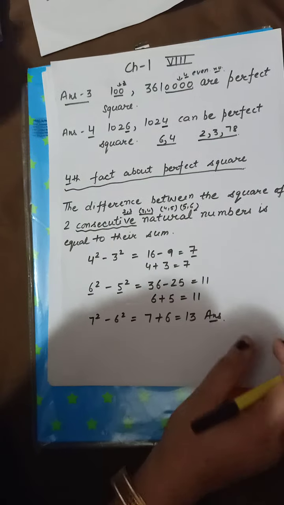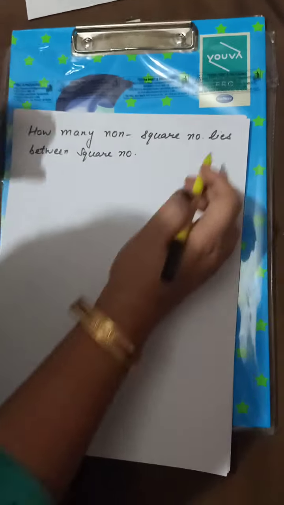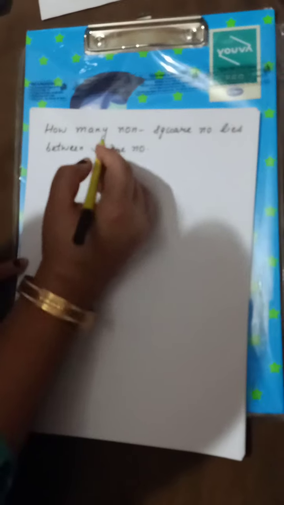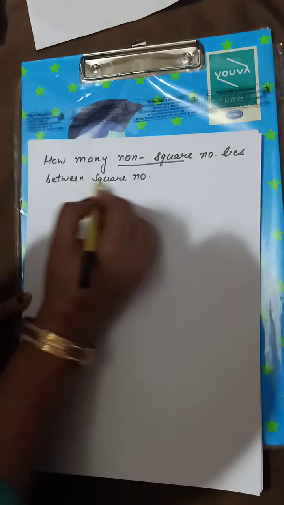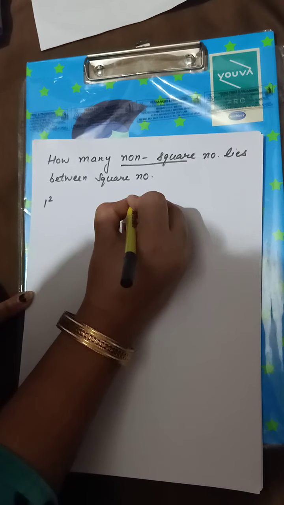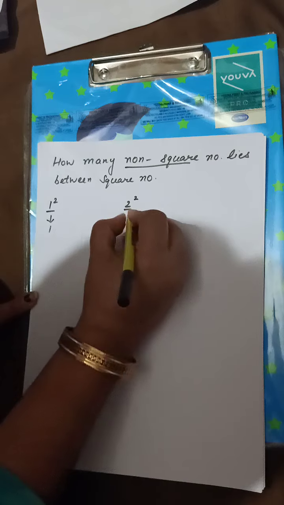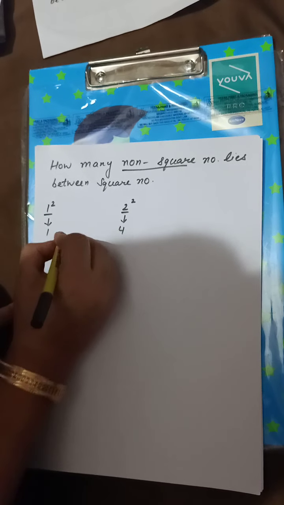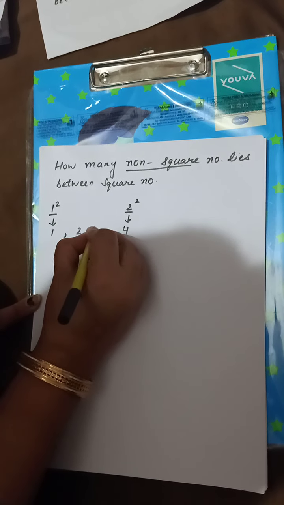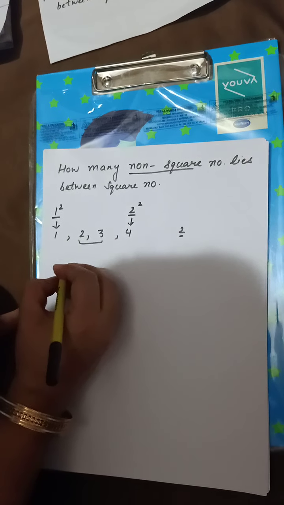Now our next topic is how many non-square numbers lie between square numbers. For example, 1 square and 2 square. These are square numbers. 1 square means 1 and 2 square means 4. So how many non-square numbers lie between them? 2 and 3. It means two non-square numbers lie between them.